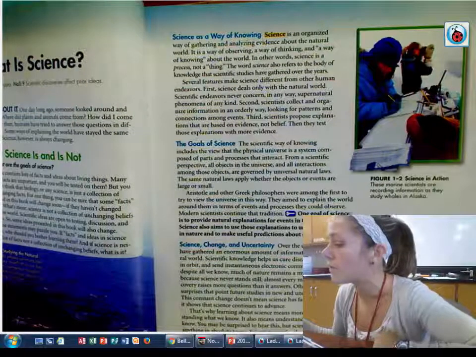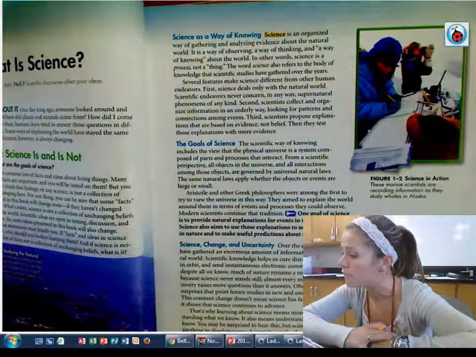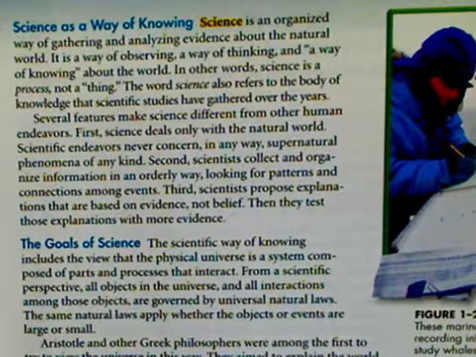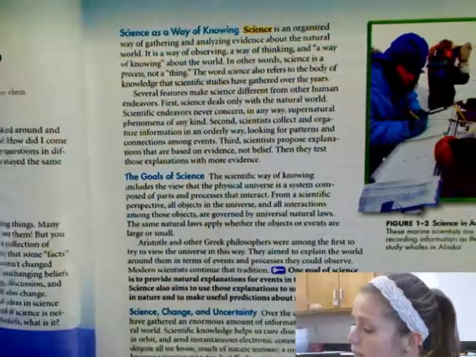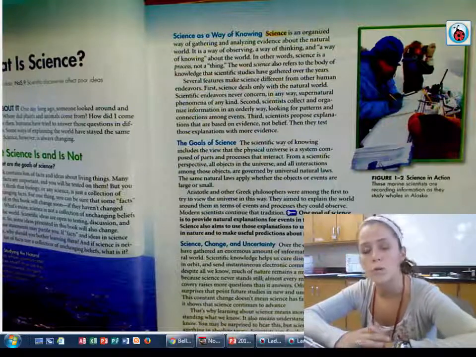So science is an organized way of gathering and analyzing evidence about the natural world. It is a way of observing, a way of thinking, and a way of knowing about the world. In other words, science is a process, not a thing. The word science also refers to the body of knowledge that scientific studies have gathered over years. Several features make science different from other human endeavors. First, science deals with the natural world. Scientific endeavors never concern in any way supernatural phenomena of any kind. Second, scientists collect and organize information in an orderly way, looking for patterns and connections among events. Third, scientists propose explanations that are based on evidence, not belief. Then they test those explanations with more evidence.